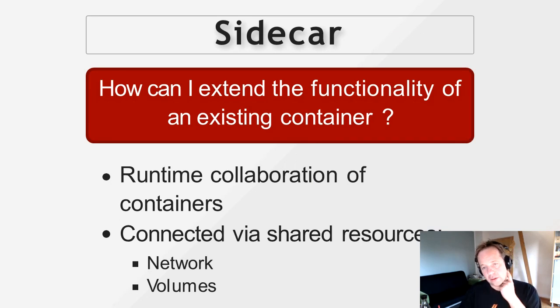Okay, then let's go on to the next pattern, which is probably one of the most famous patterns in Kubernetes. This is the sidecar. The problem this pattern solves is: how can I extend the functionality of an existing container? And it's about runtime collaboration of containers. As we have seen, a pod is a perfect vehicle for realizing such a sidecar, because all the containers within a pod share networks and volumes.